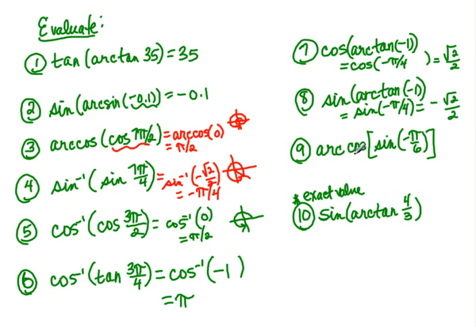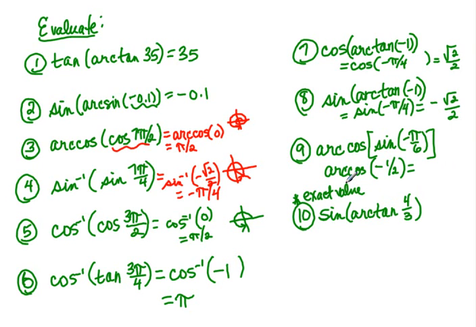Number 9 is the arc cosine of sine of negative pi over 6. So on your unit circle you can think about what is the sine of negative pi over 6. You can certainly use your calculator to come up with all of these answers, but again I want you to think about some of these things. Arc cosine, well, what is sine of negative pi over 6? That would be a negative 1/2, right?